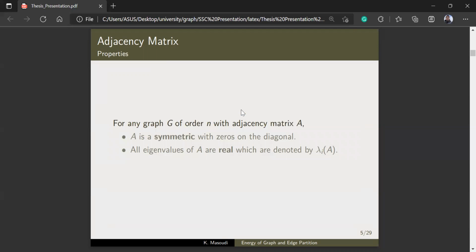There are some properties for the adjacency matrix A of a given graph G. Since Vi is adjacent to Vj, then Vj is adjacent to Vi. So A is symmetric with 0 on the diagonal because there are no loops in G. And it is easy to see that all eigenvalues of a symmetric matrix are real. So all eigenvalues of A are real, which are denoted by lambda_i(A).